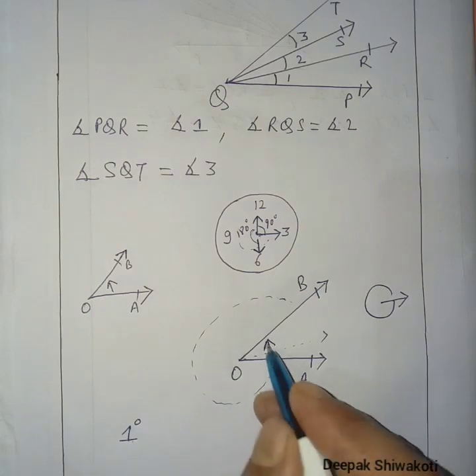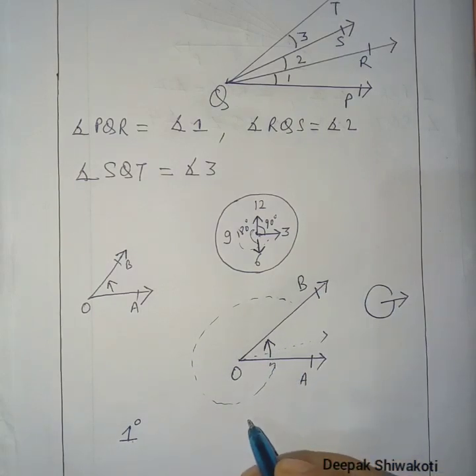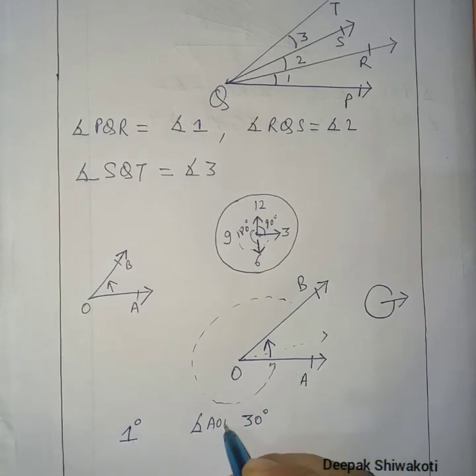Just above here we make a small knot, so it is read as 1 degree. Suppose the magnitude of this angle is 30 degree, then we write 30 degree. Okay, angle AOB is equal to 30 degree.